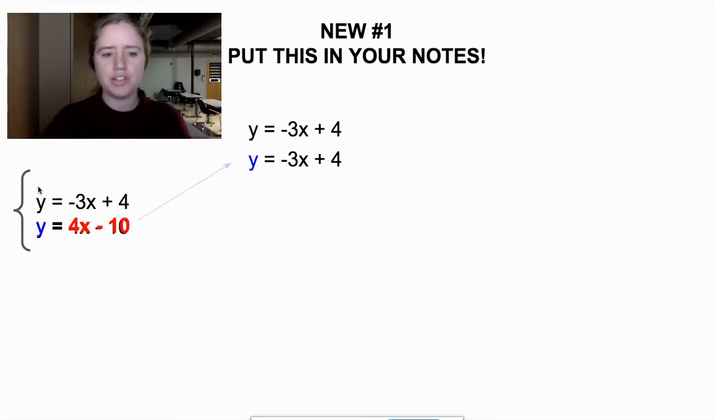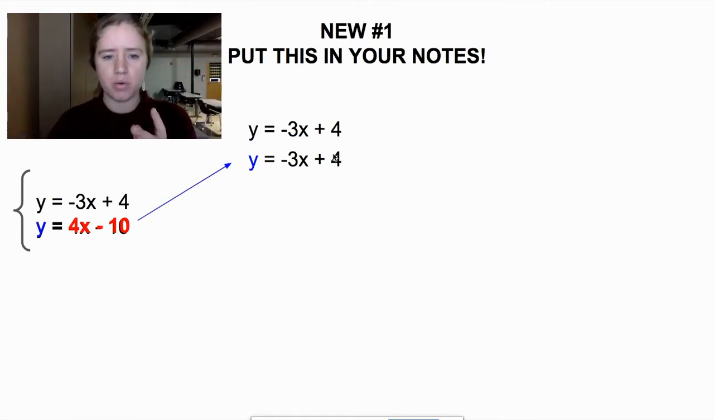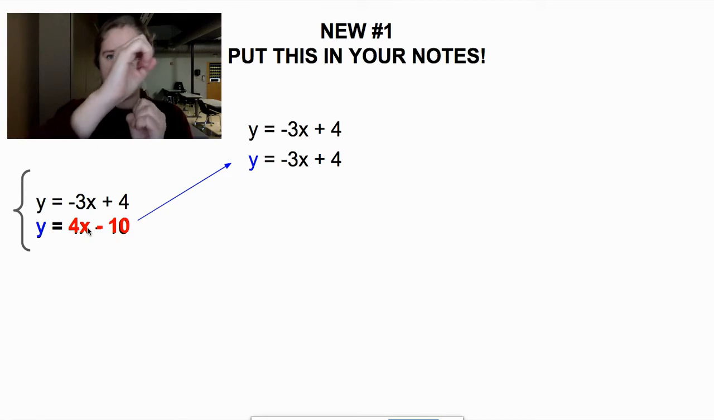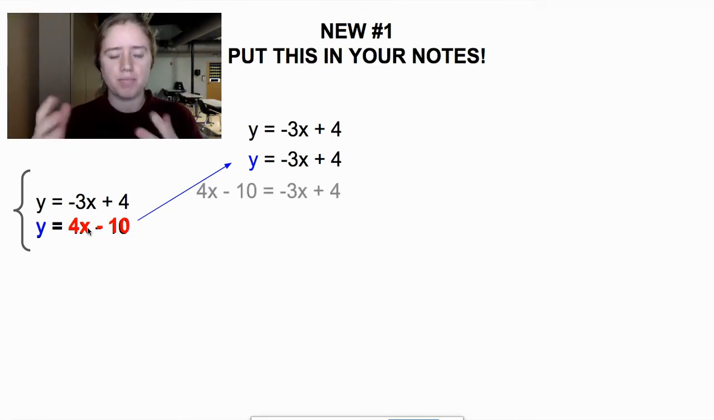So what I'm going to do is replace, in this equation right here, the negative 3x plus 4, I'm going to replace the y with what the second equation is, because I know y equals this in this equation. I know y equals 4x minus 10 in both equations. So if we know the y is the same, we're going to replace the y with what's in the other equation. So let me be clear.